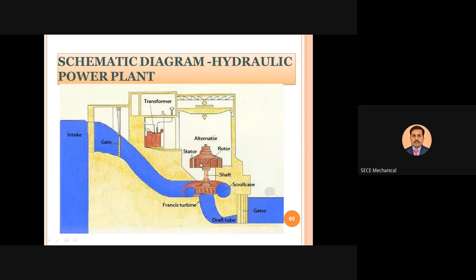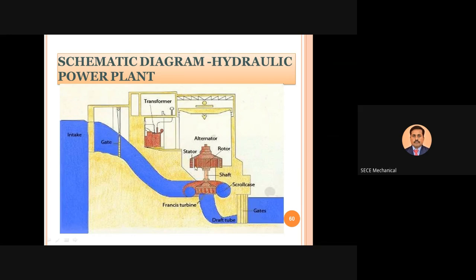That means your generator has a stator and rotor. It has some electrical winding. Due to the moving of the rotor, the current will be induced in the stator winding, which will be taken from your generator to the power grid system.